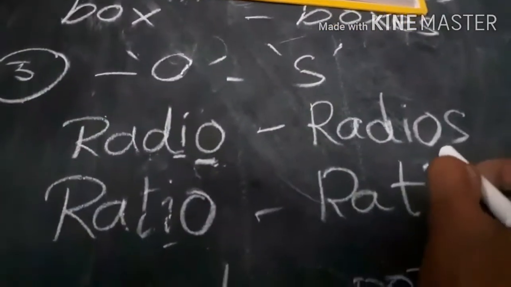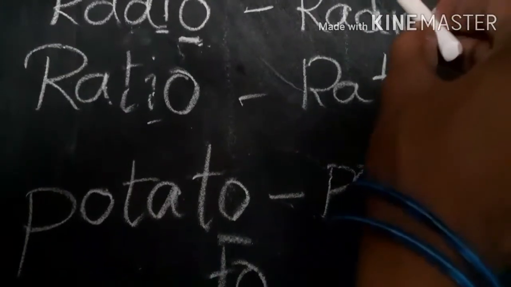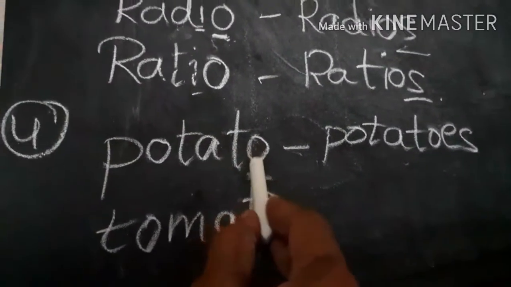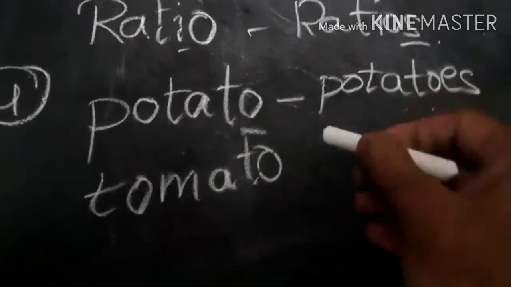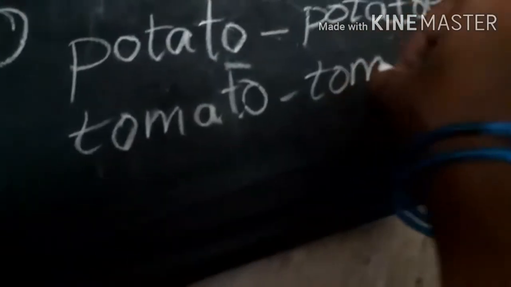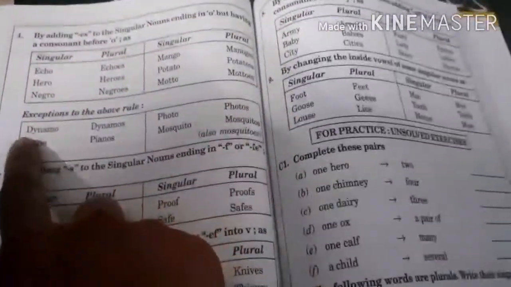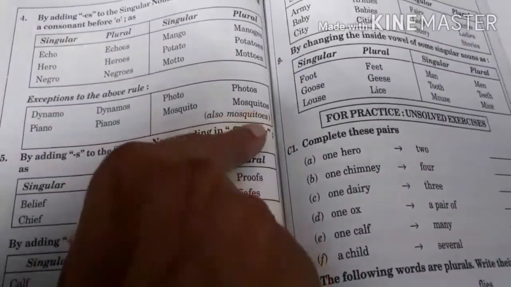Here we add only S when it has a vowel before. But here when the O has a consonant letter before, then it ends with ES. Tomato, tomatoes. Understand children? Likewise, sometimes there are exemptions here. Dynamos, photos. In this rule, these are exemptions. Mosquitoes. So we could write like this also.